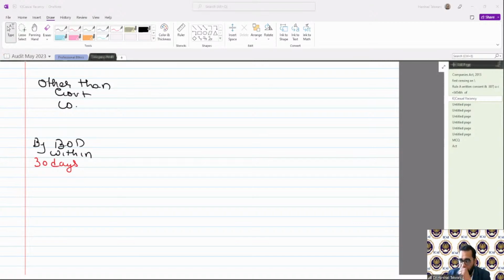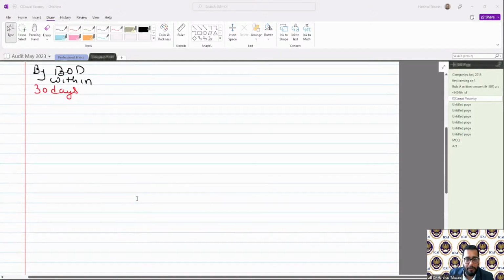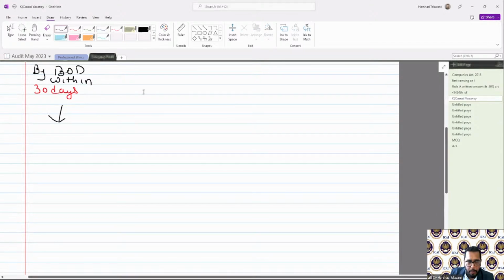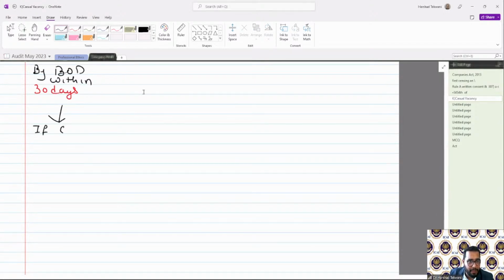Now, in the current case, these 30 days are generally from the date of the casual vacancy. But there is one exception, or one different requirement: if the casual vacancy, I'll write CV, is due to resignation by the auditor, then such appointment shall be approved by the company in general meeting.